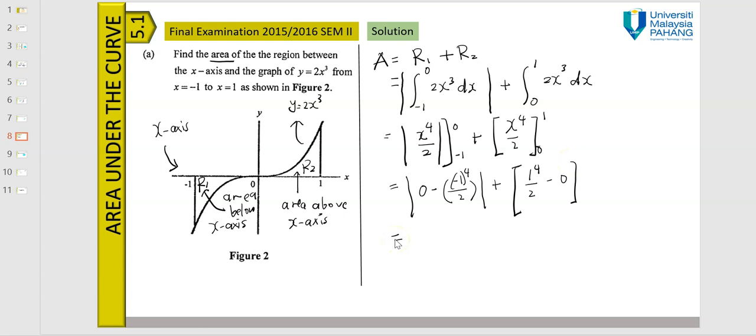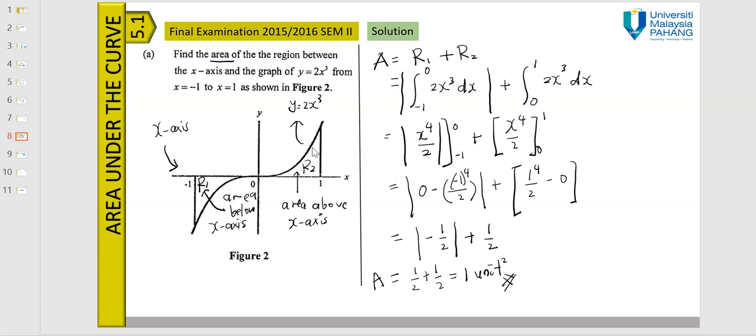So negative 1 power 4 will give you positive 1. So we have positive half here, together with the absolute sign. And then plus 1 power 4 is always 1, so plus half. Okay, now you open the absolute sign here, so we should have half plus half, which gives you equal to 1 unit square. So the total area given by region 1 plus region 2 is equal to 1 unit square. You may try to use the second alternative, and then you should get the same result here, right?